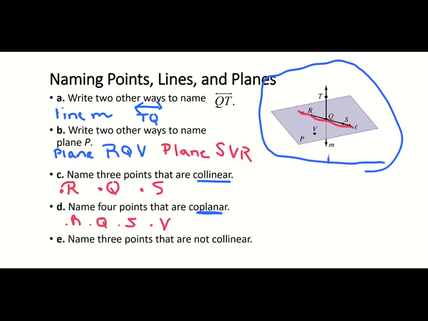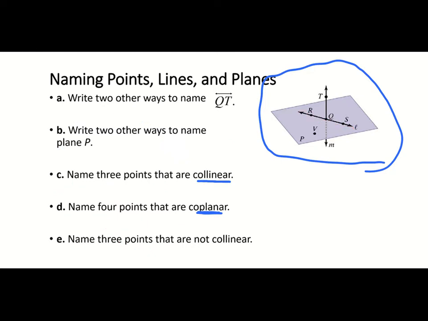And then name 3 points that are not collinear. So 3 points that are not on the same line. I'm going to use point T, and then I can do point R and point V. None of those are on the same line. Or you could do R, T, and S. Even though R and S are on the same line, T is not, so that would work. Or you could do T, Q, and V. Or you could say T, Q, and S. They would not be collinear as well. So lots of different combinations there.